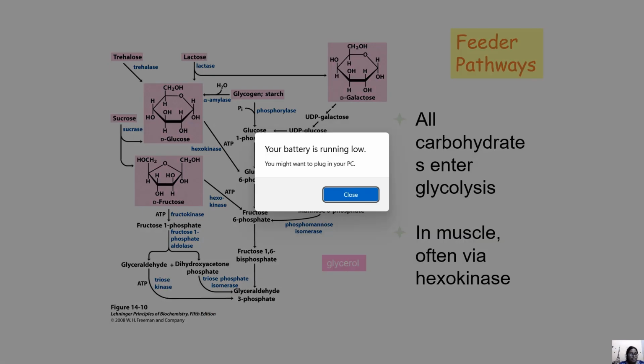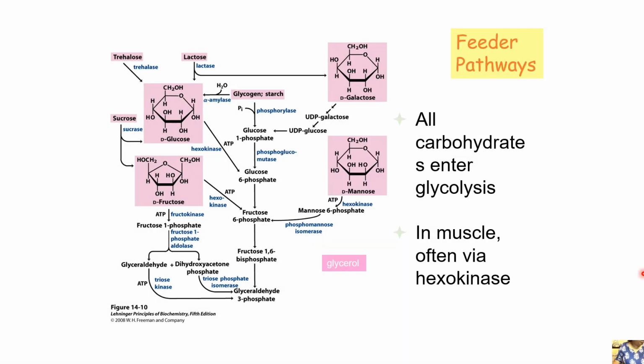One second, let me connect my charger. Okay, one second.